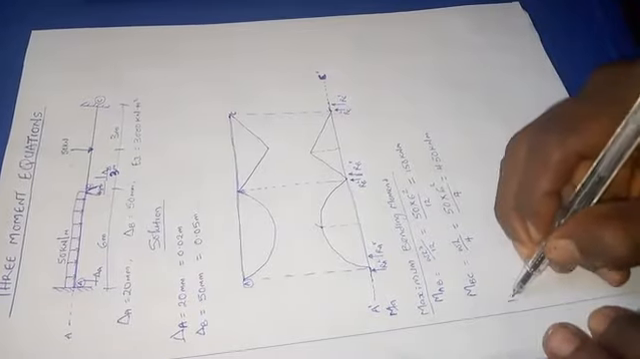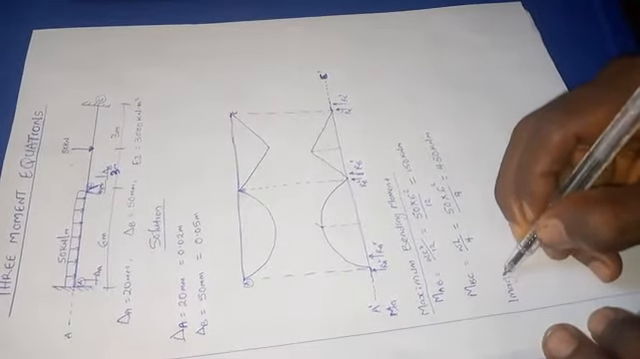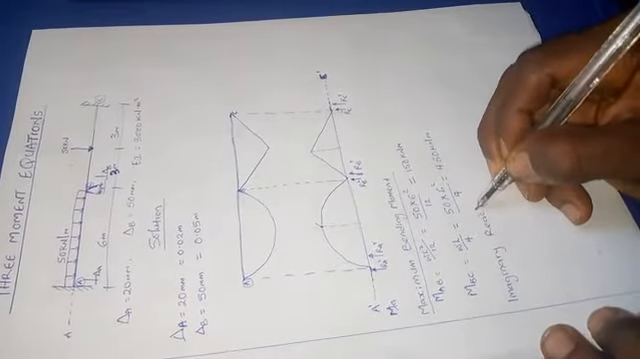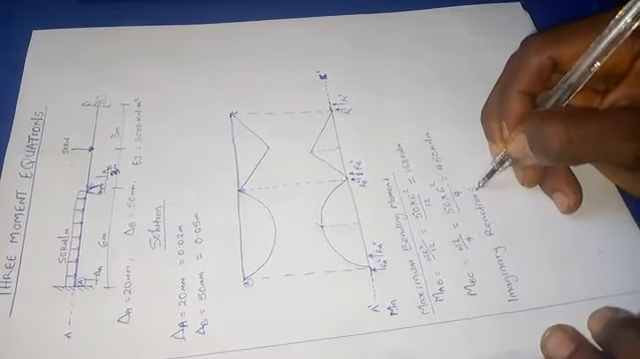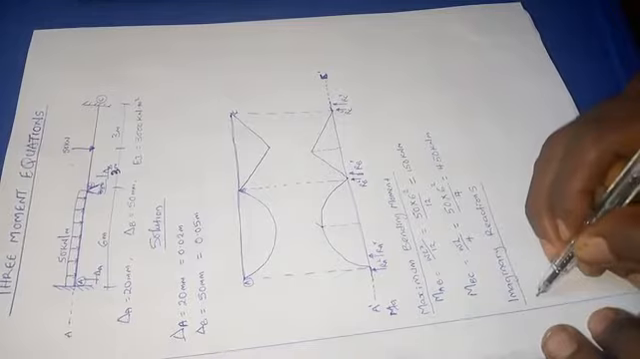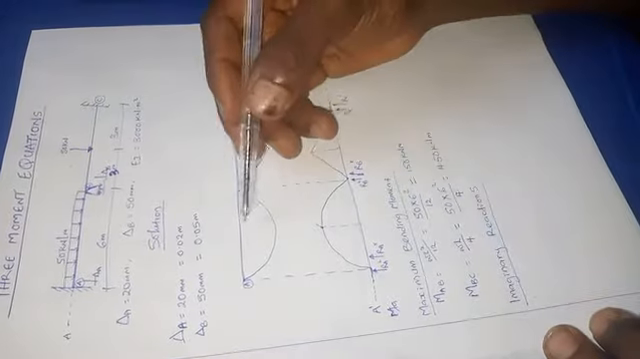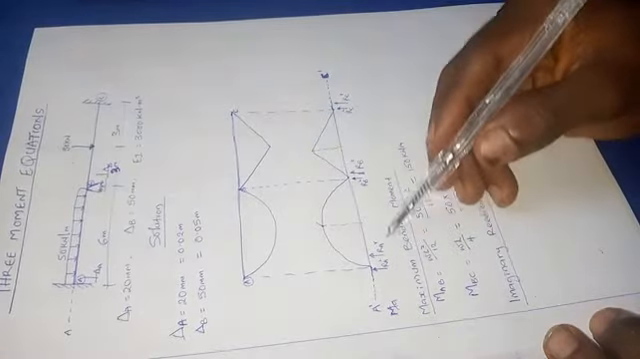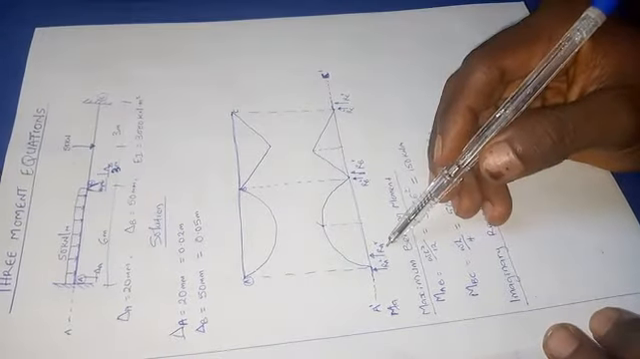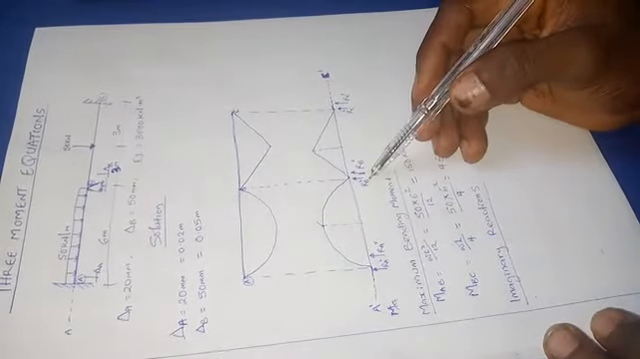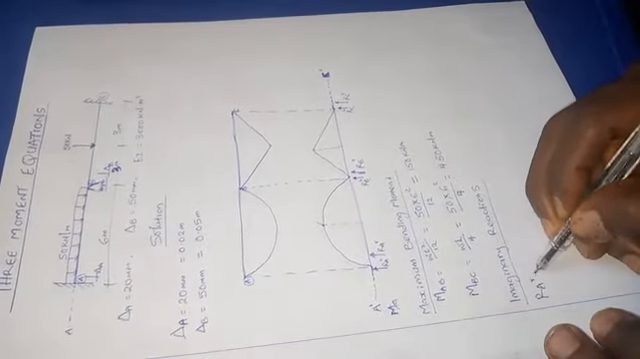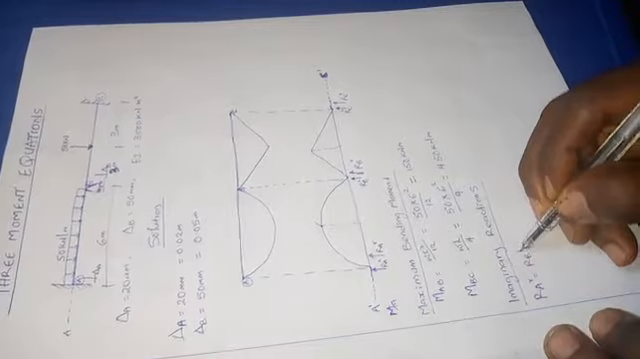So to calculate my imaginary reactions, we'll calculate our reaction. Because this is a UDL and the load is uniformly distributed and it's carrying the same span, that means that my reaction at A right will be equal to my reaction at B left.